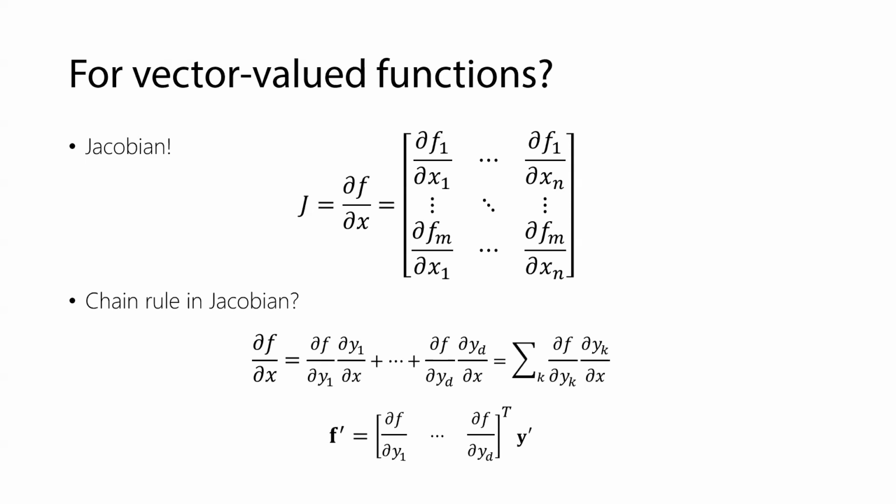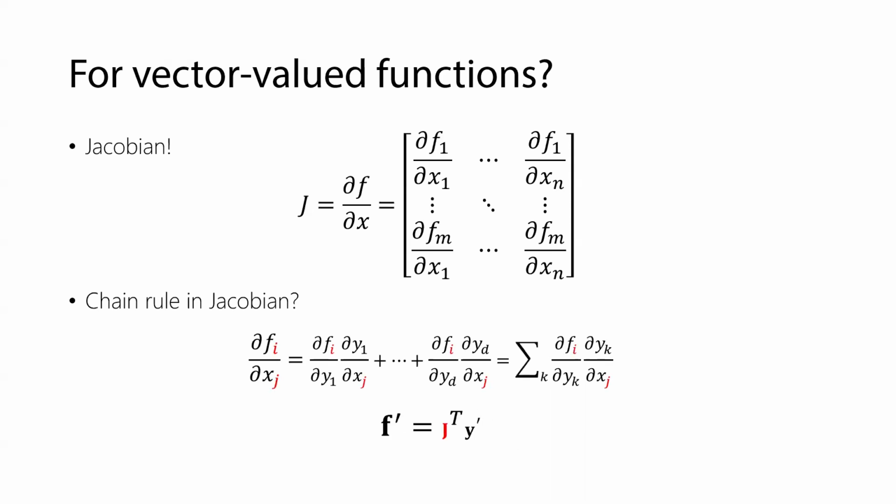Jacobian being simply the stack of gradients, the same properties will apply. The chain rule still holds true, except that now we have more indices and more terms. So you need to be a little more careful, but the same principle holds true over here.